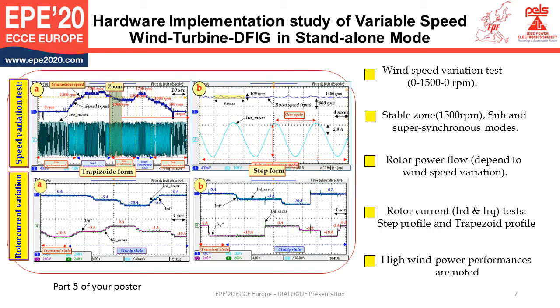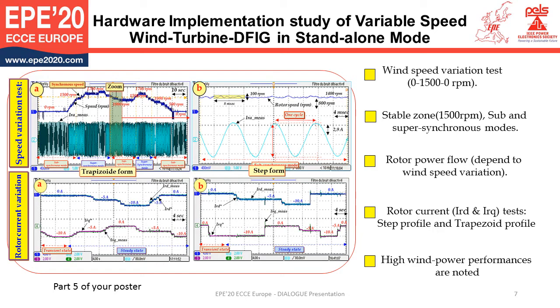So here in part number 5 in this poster, we apply an experimental test, speed variation and rotor current variation. Using this experimental test, we can show the different zones: stable zone, sub and super synchronous zone. So depending on the wind speed variation, we have the rotor power flow. So the rotor can absorb or inject the power depending on the wind speed variation. For example, the rotor can absorb the power in the case when the speed is below 1500 RPM, revolutions per minute.